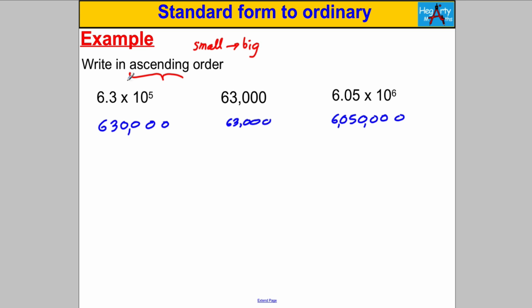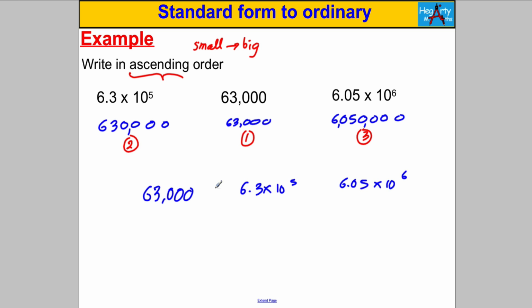Now I want to write them from smallest to biggest, so clearly that is the smallest, that one's the next smallest, and that one is the biggest. So I'm going to write 63,000 first. I'm going to write this one next, 6.3 times 10 to the 5, and I'm going to write this one last, 6.05 times 10 to the 6. And I can use an inequality sign. This one is less than this one is less than this one, and I'm done.